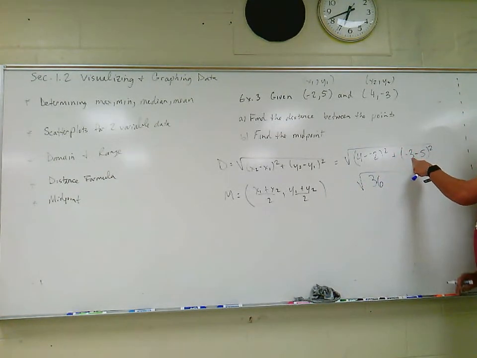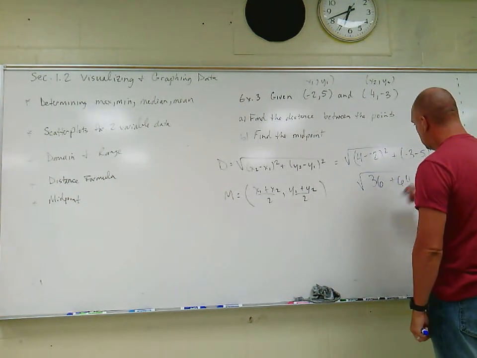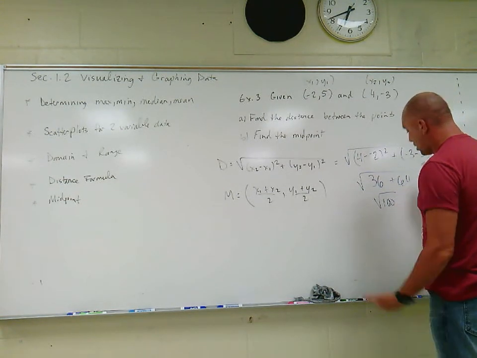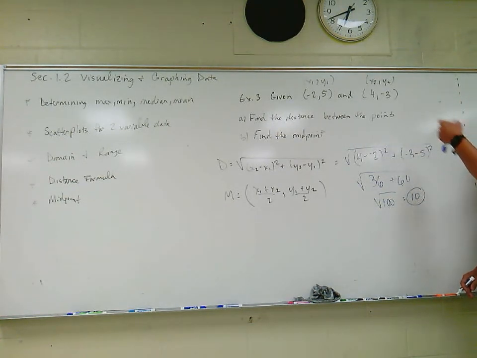This number becomes what in the parentheses? And you're going to square it, you're going to get what? 64. Which is the square root of 100. You can use your calculator, but you get 10. So it's 10 units between the 2 points. That's using the distance formula.